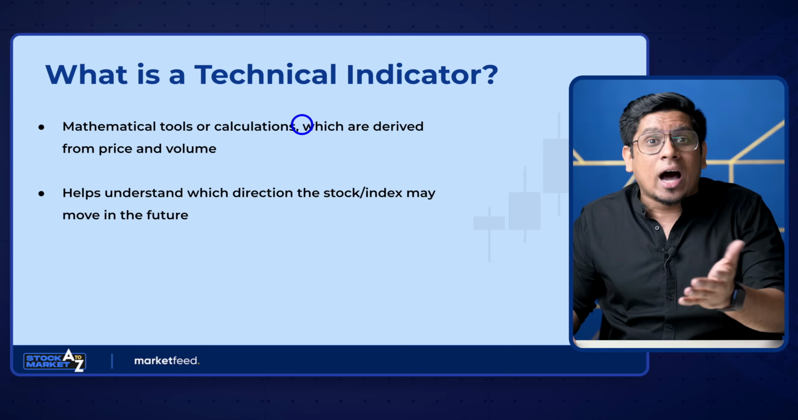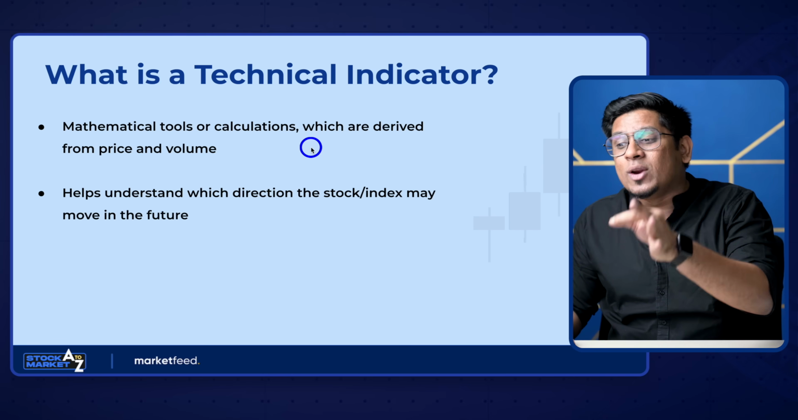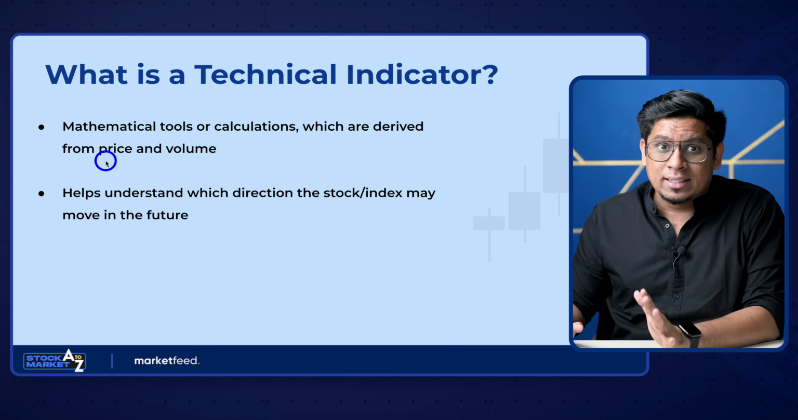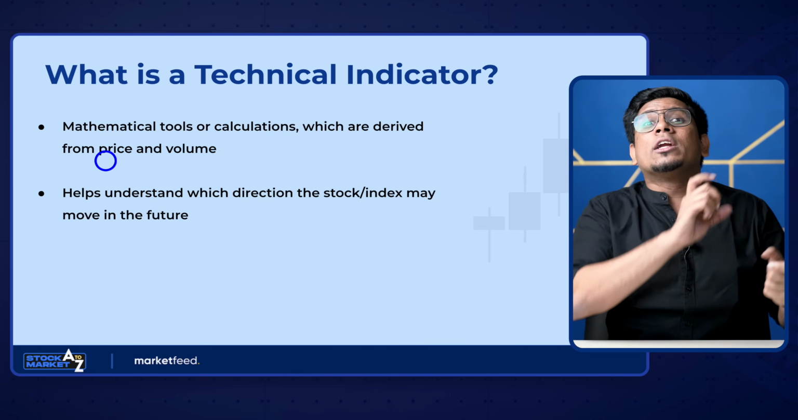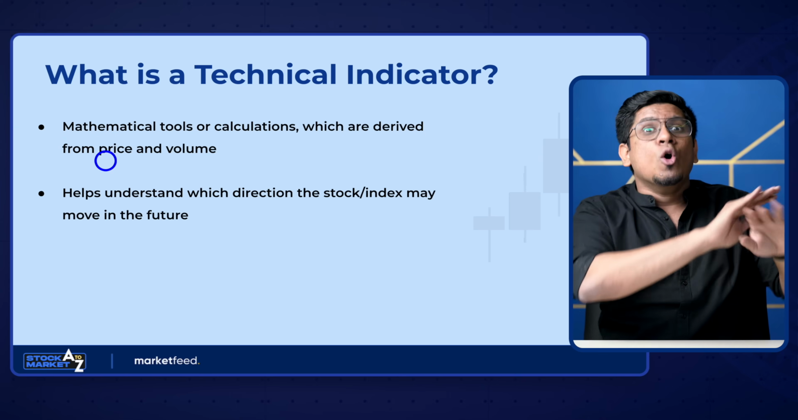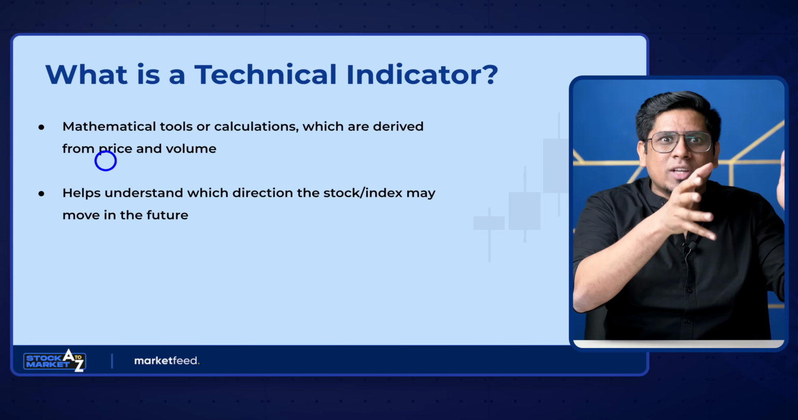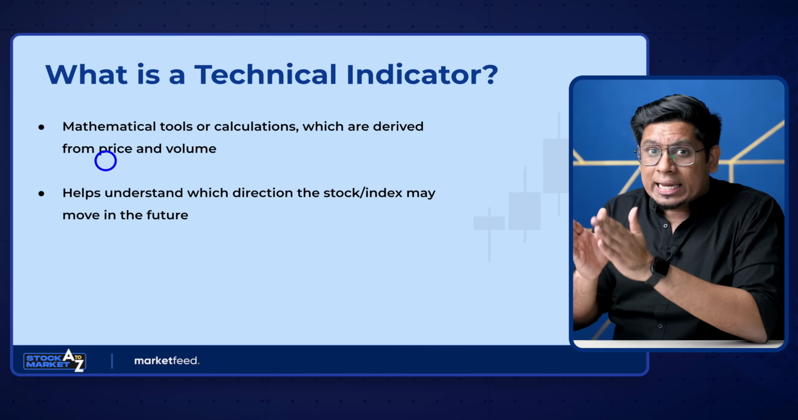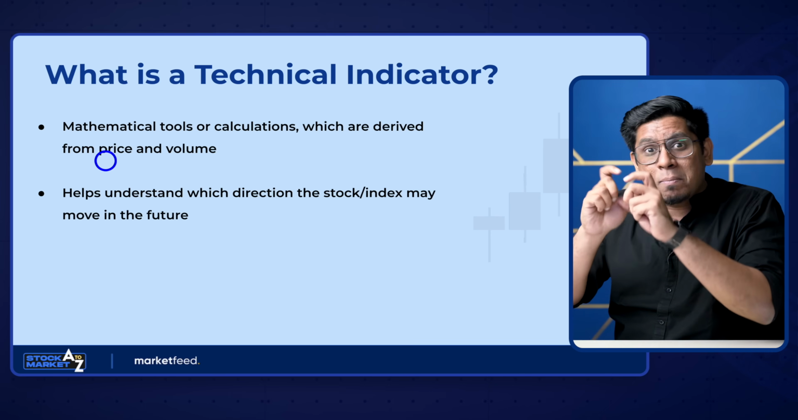Now, what are they? Technical indicators are mathematical tools or calculations which are derived from historical price and volume. That is, in price action, you just looked into the chart. You looked into candlesticks. You looked into chart patterns. You looked into volume. All of those things, you just looked with your bare eyes, right? You just looked into the chart and then you started making decisions. But when it comes to technical indicators, these are mathematical tools. Right? These are mathematical tools.